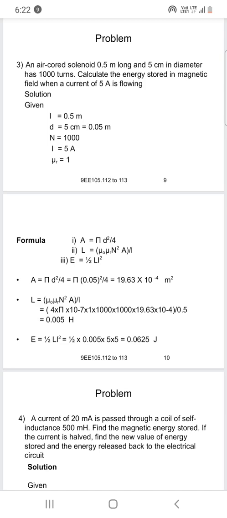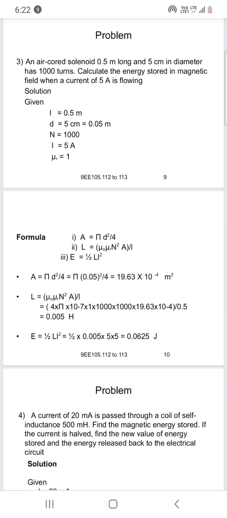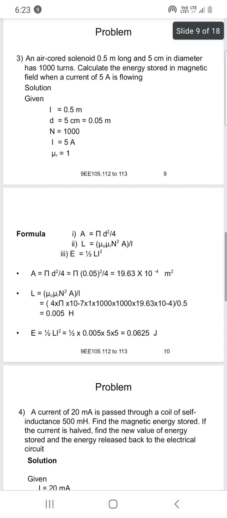Okay, now here the length of the conductor is equal to 0.5 meter. This is the length of the conductor given, and the diameter of the air core solenoid is 5 centimeter. Here centimeter is converted to meter, and we get 0.05 meter.